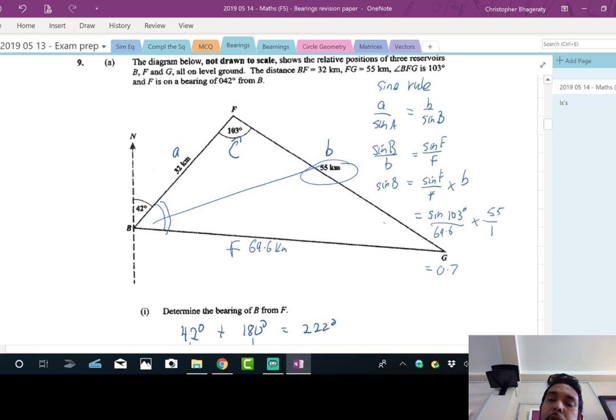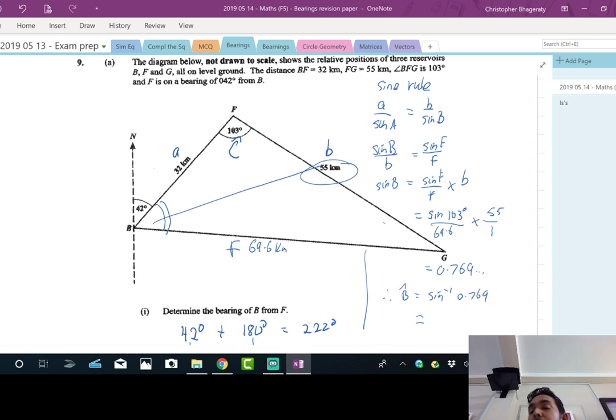Anybody could confirm what that is? 0.76. Yeah, 0.769, dot, dot, dot. So to find angle B now, we have to find the sine inverse of 0.769. That is sine inverse, not square root. The sine inverse of 0.769 is approximately 50.26, so about 50.3 degrees.